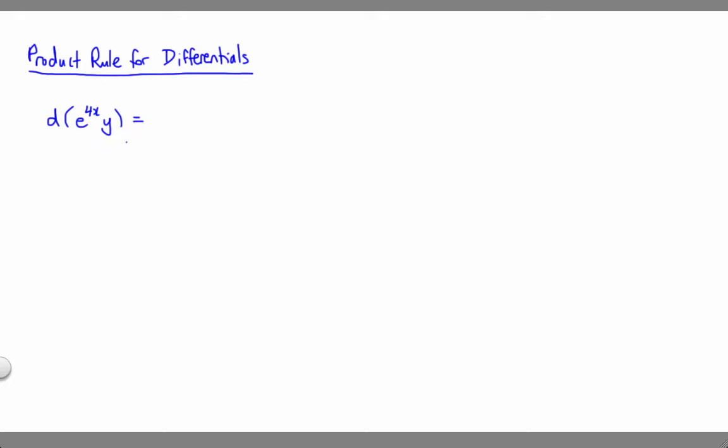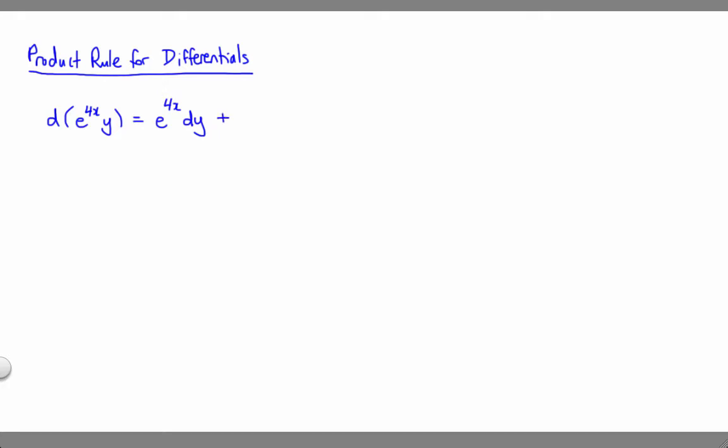So we're going to apply a rule here that looks similar to the product rule for derivatives. The only difference is instead of calculating derivatives, we're going to calculate differentials. So here's how it would work. We'd take our first factor, e to the 4x, write that down. Then we multiply that by the differential of the second factor. So the differential of y is just what we call dy.